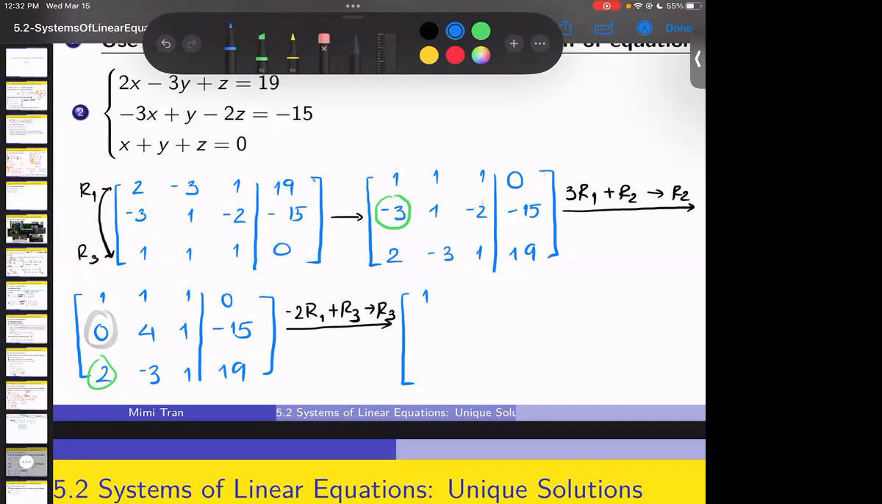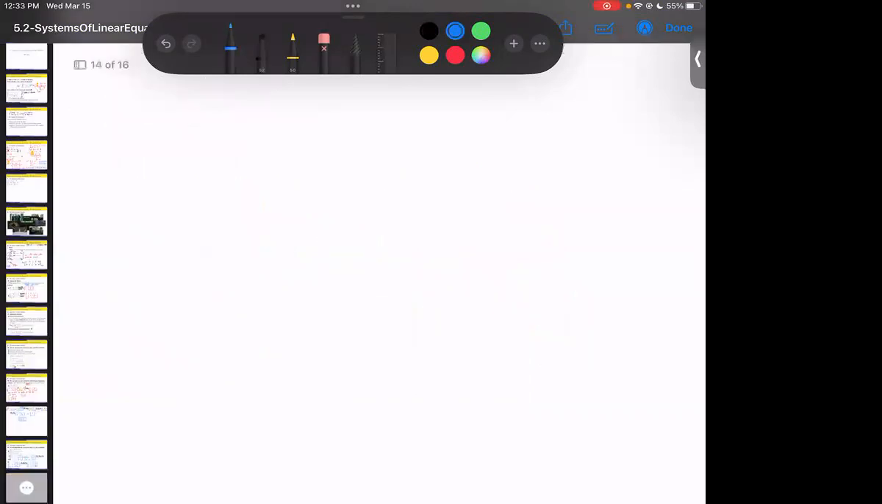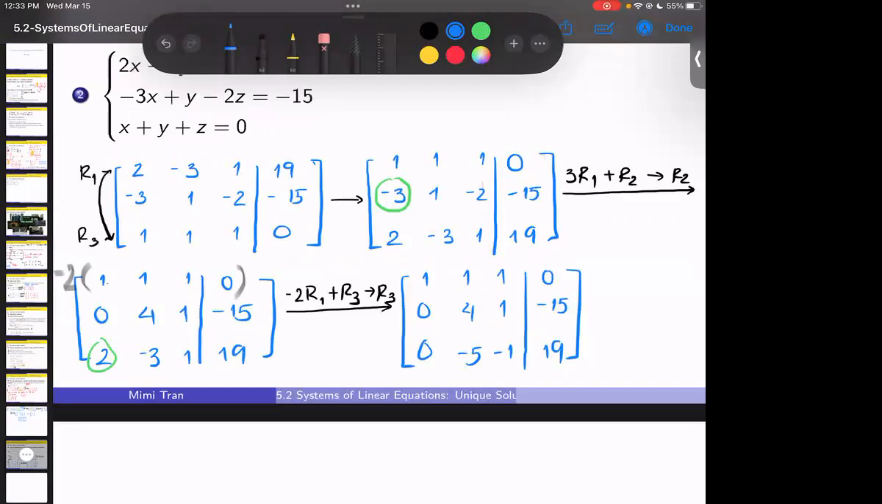All right. So the first 2 rows stay the same. 1, 1, 0, 0, 4, 1, negative 15. If it helps, I'll do it like this. Negative 2 plus 2 is 0. Negative 2 minus 3 is negative 5. Negative 2 plus 1 is negative 1. Negative 2 times 0 is 0, plus 19 is 19. So that's your diagonal.